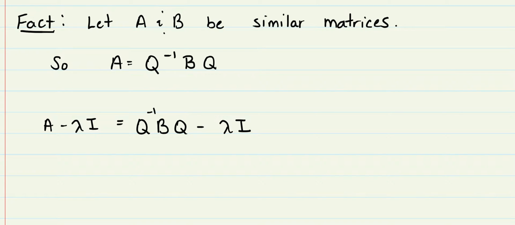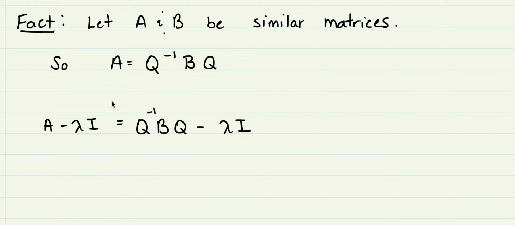I want to talk about one more thing this week, and that involves eigenvalues and similar matrices. So recall that if we have two similar matrices, A and B, that means there exists a matrix Q that's invertible, and you can write A is equal to Q inverse B times Q. Well, I want to see if there's some kind of relationship between the eigenvalues of A and B.